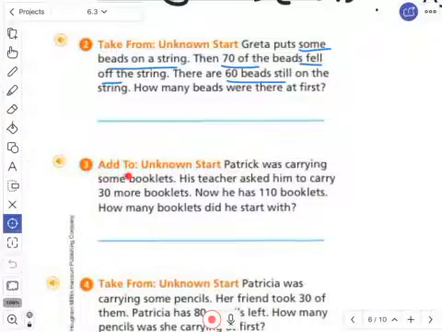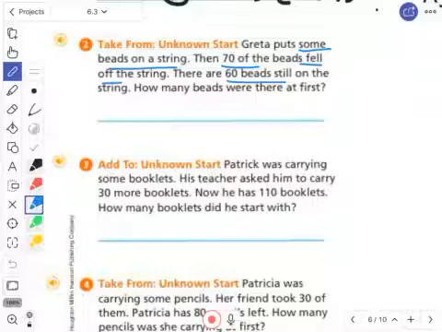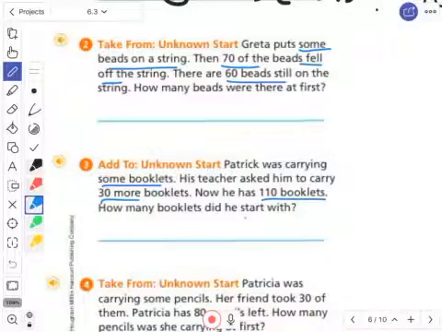Number 3, this is add to unknown start. Patrick was carrying some booklets. His teacher asked him to carry 30 more. Now he has 110 booklets. How many booklets did he start with? Okay. So he was carrying some booklets. The teacher asked him to carry 30 more. Now he has 110. How many did he start with? I should also get this up here too. How many were there at first?